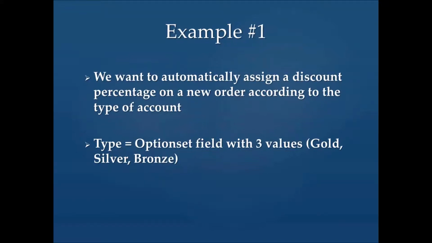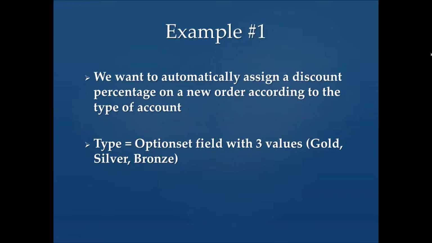We want to create a form rule that will automatically assign a discount percentage on a new order, and we are going to assign this discount percentage according to the type of account. For you to understand what I mean by the type of account record, it's just an option set field with 3 values. Either the account is a gold type, a silver type, or a bronze type. And according to this field, we want to set the discount percentage on the order.